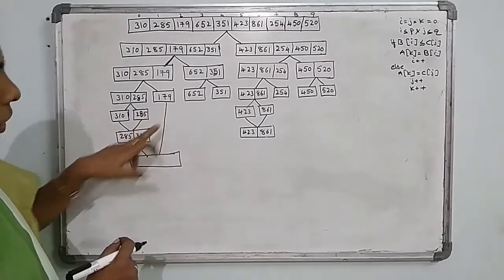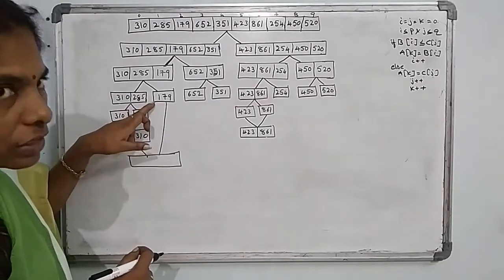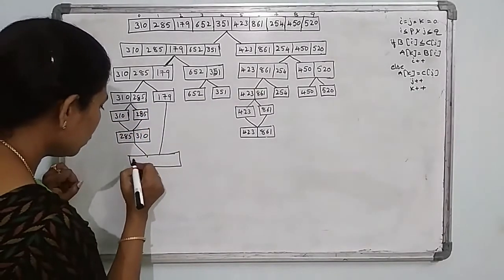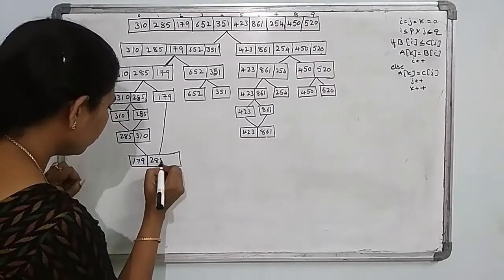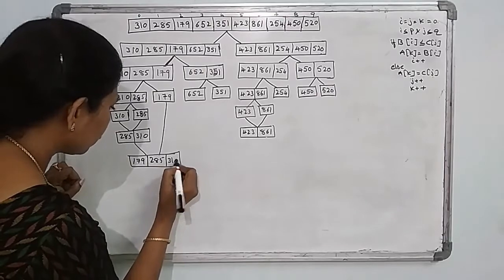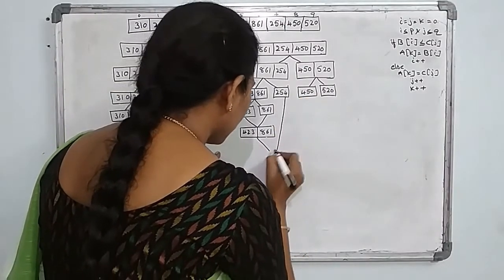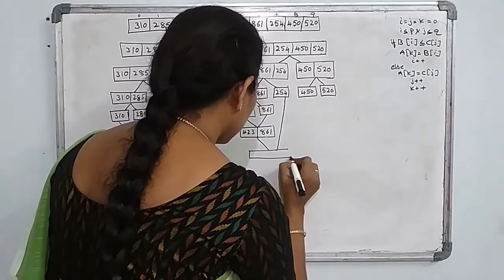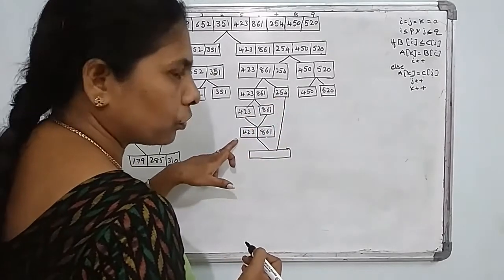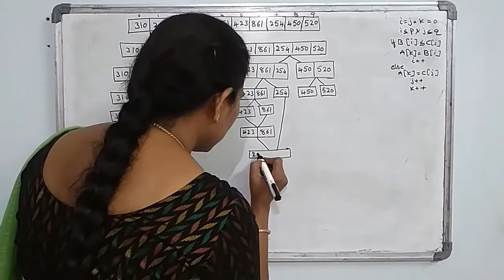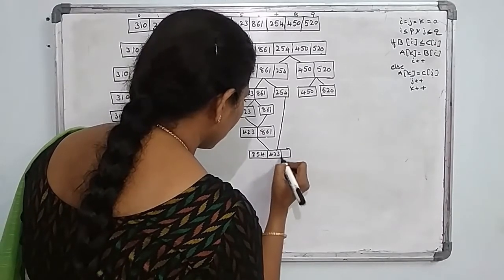285, 310 and 179. Compare 285 and 179. 179 is less than 285, so 179 comes first, next 285 and 310. Now come to this one: 423 and 254. 254 is less than 423. So first you take 254, then 423 and 861.